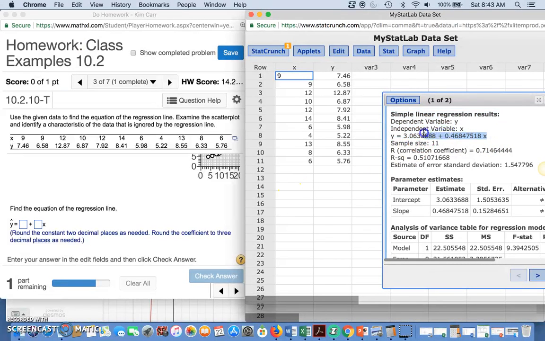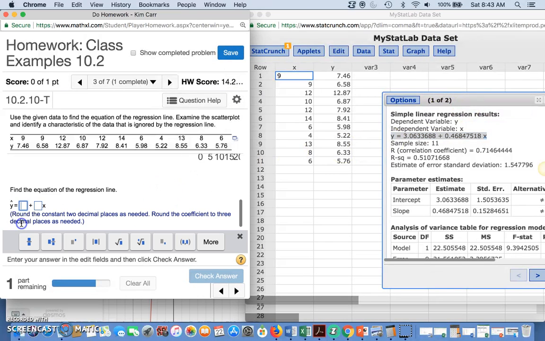All of that, just that line right there. That's the equation. And they want it rounded to, let's see, round the constant to 2 decimal places and the coefficient to 3 decimal places. The constant is like the y-intercept right here, part of it. So that would be 3.06. Be sure you read all that blue writing. And over here, we wanted 3 places for the coefficient, which is the coefficient of the x term, 0.468.